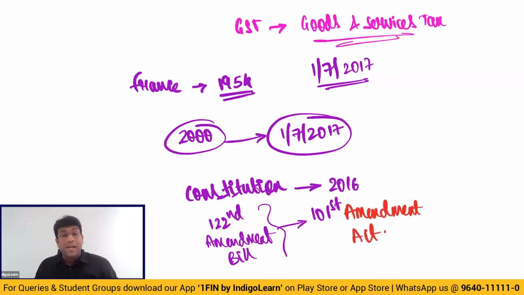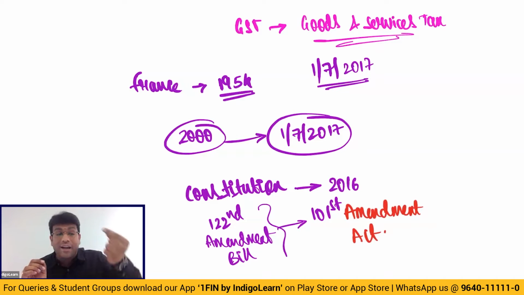Now don't get confused. Sir, how has 122nd become 101? The logic is very simple. It's not necessary that every bill will become an act. I'm sure you know the basic point that when a bill is approved by Lok Sabha and Rajya Sabha, that bill will be signed by the President. Only then the bill will become an act.